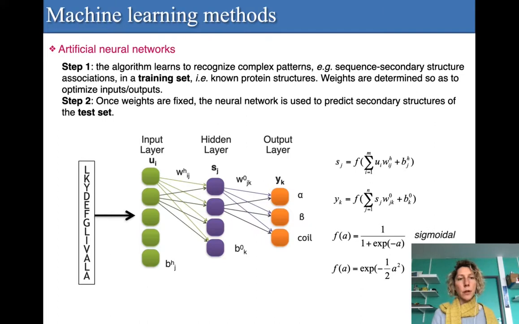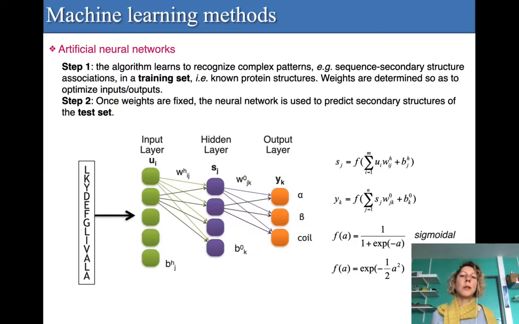So for machine learning methods, we can mention this neural network that was developed. There is no reference, by the way, so maybe that's just to give you an idea. So step one of the algorithm, it learns to recognize complex patterns, for example, sequence secondary structure association in a training set. And then you determine the weights, and once the weights are fixed, the neural network is tested, right? So just training and testing. So here you have basically one hidden layer. That's all. The input layer is just the encoding of the protein sequence, and the output layer again is alpha, beta, or coil, gamma if you wish.